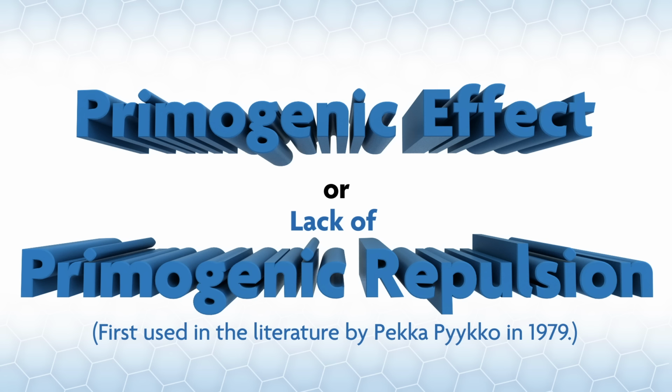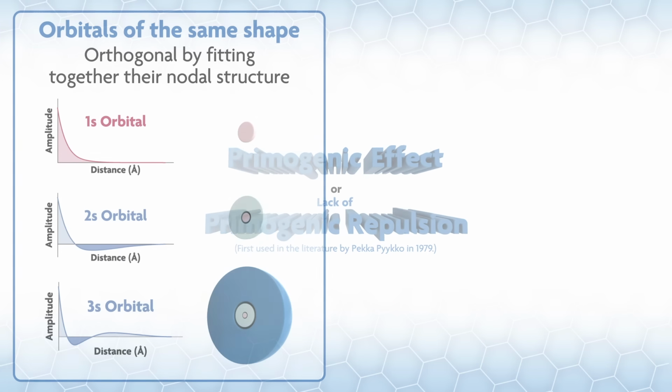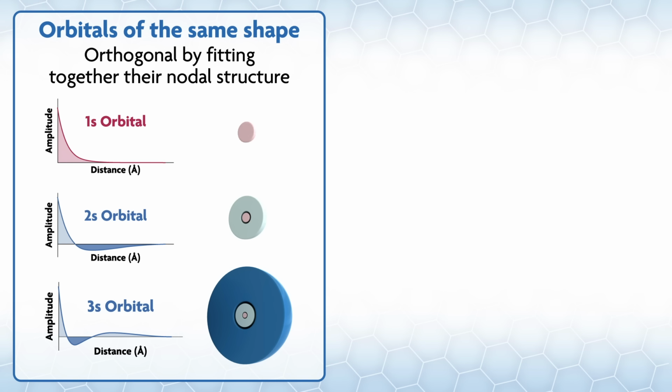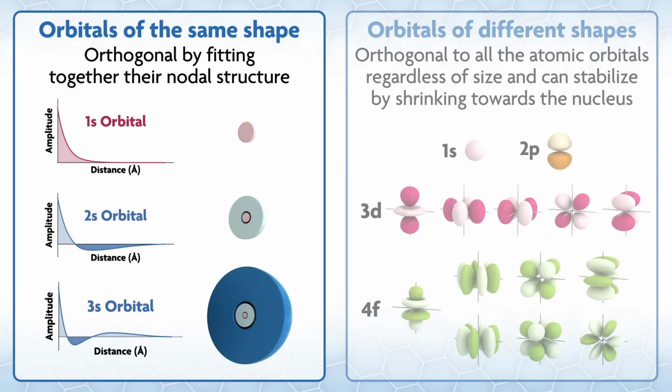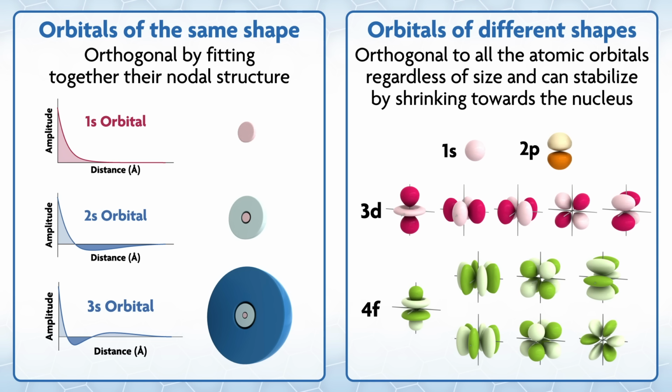In short, the effect is due to the fact mentioned earlier that atomic orbitals must be orthogonal to one another. If the orbitals are of the same shape, then this is done by fitting together their nodal structure. If there is no orbital of the same shape, then the orbital is orthogonal to all the atomic orbitals regardless of size, like the s and p example we showed earlier, which means it can stabilize by shrinking towards the nucleus. In other words, the first time an orbital shape appears, it tends to be relatively small. This affects the size of the 1s, 2p, 3d, and 4f orbitals. All these orbitals tend to be smaller than one might expect.